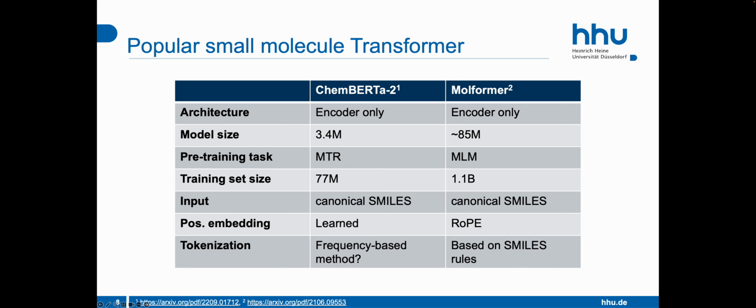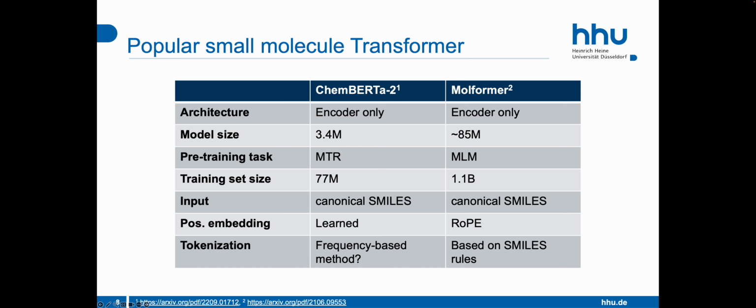And finally, I was not able to find any details regarding the tokenization of the ChemBERTa model, but from their vocabulary file, it looks to me as if they've used a method that is based on the frequency of characters that occur together, similar to the byte pair encoding that we've discussed. And the MoLFormer, on the other hand, uses a tokenization based on the SMILES specification rules, so something similar to what we have also discussed a few minutes ago.